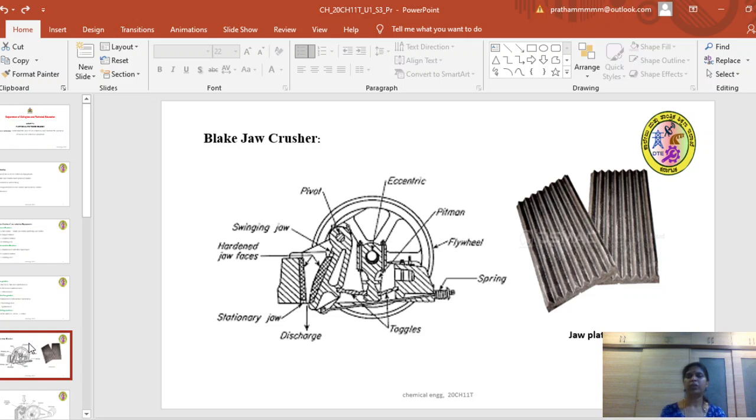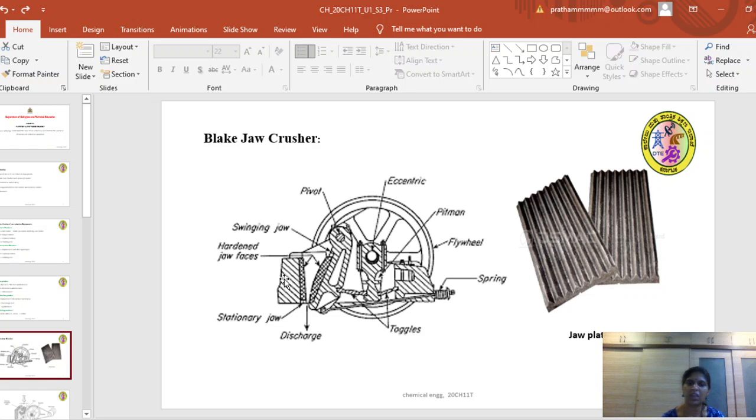So today we'll learn about the Blake jaw crusher and the Garrett crusher. This is how the Blake jaw crusher looks. You have jaw plates with corrugations on them, usually made of manganese steel. This is the front section of the jaw crusher that you have in your laboratory, where in your second semester you'll learn the working mechanism and verify the loss of crushing after crushing the feed material.